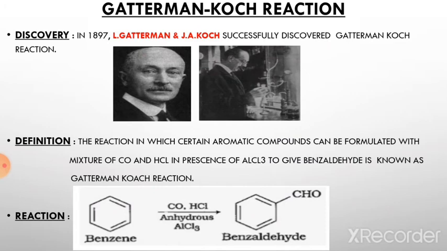Gattermann-Koch reaction. Here is the discovery of the reaction in 1897. L. Gattermann and J. A. Koch successfully discovered Gattermann-Koch reaction. Definition of this reaction: the reaction in which certain aromatic compounds can be formylated with the mixture of carbon monoxide and hydrochloric acid in presence of aluminum trichloride to give benzaldehyde is known as Gattermann-Koch reaction.